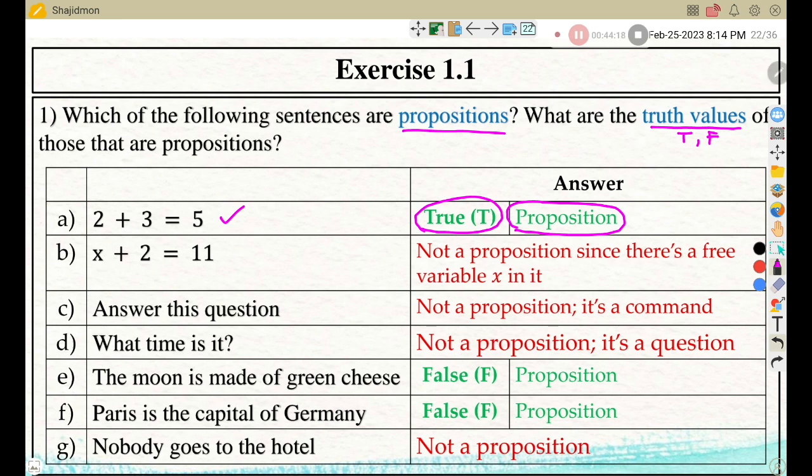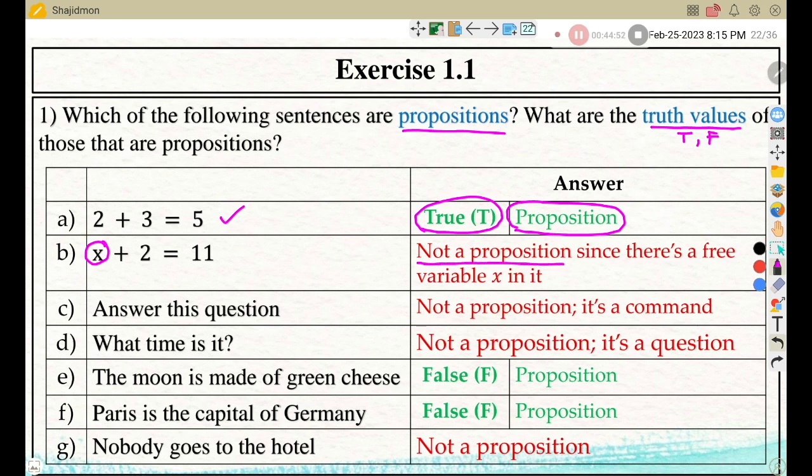Now x plus 2 equal to 11. Is it a proposition? Can we say true or false like that? It is not a proposition because there is a free variable x. We don't know what x is, correct? Sometimes true, sometimes false. We cannot say correctly true or false. So this one is not a proposition, or non-proposition.